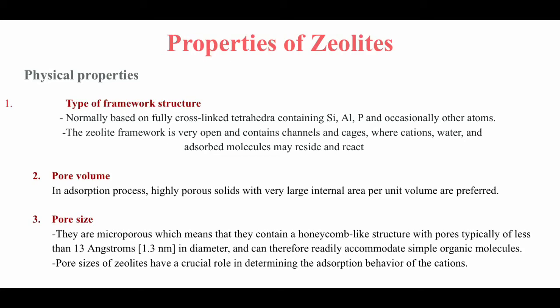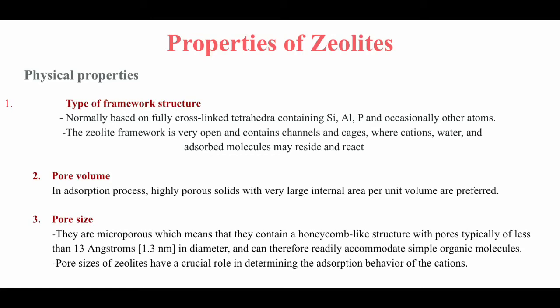Second one is the pore size. In the absorption process, liquids, gases, and suspended matter adhere to the surface of its internal pores. Highly porous solids with very large internal area per unit volume are preferred, as the accumulation per unit surface area is small.